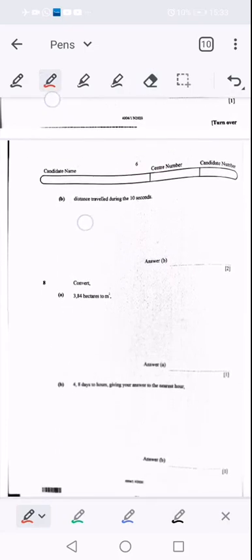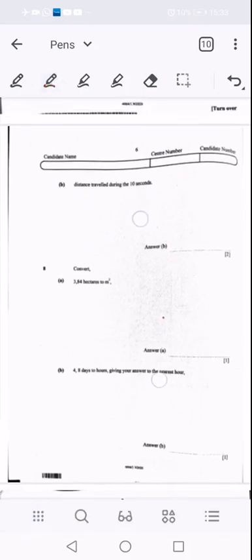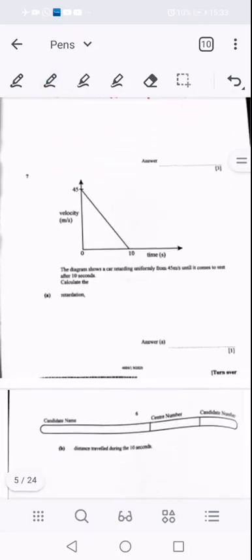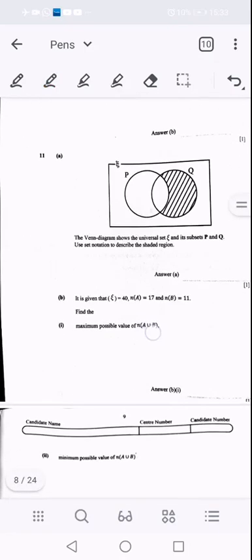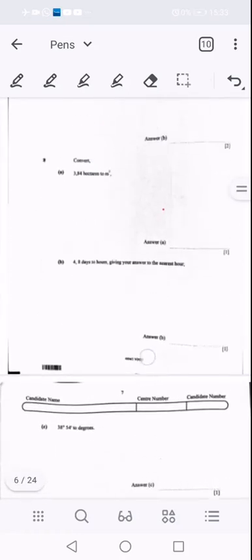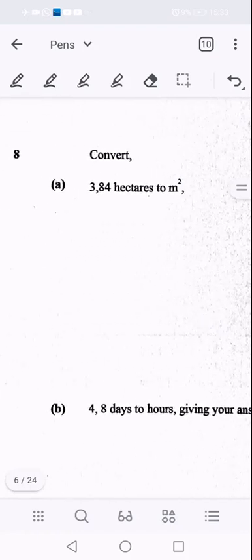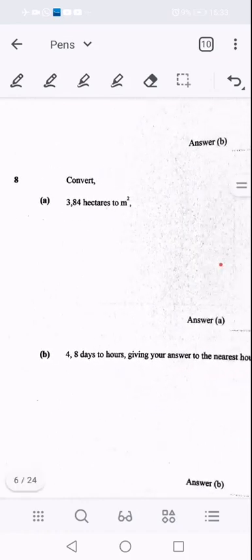Right, let's go to question number 8. I don't know, the picture is not clear. Okay. Yeah, maybe if I can zoom, that would be better. Yes.